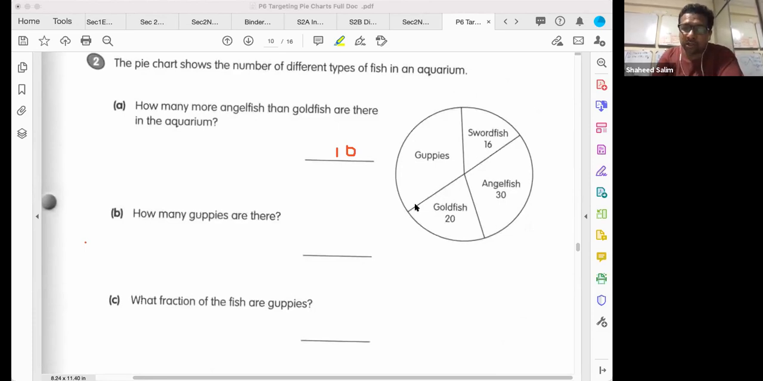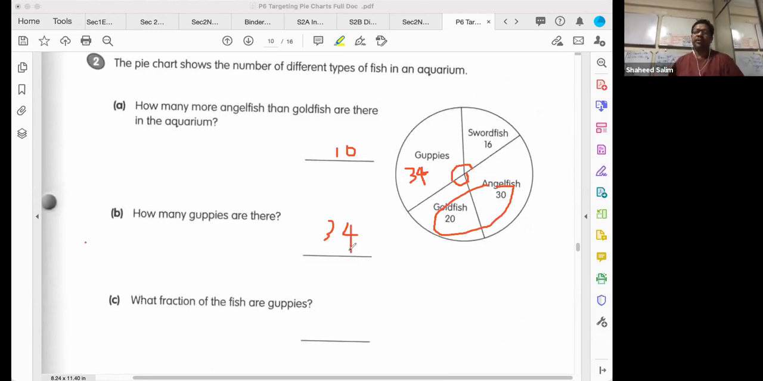This one is a straight line. It's half. 20 plus 30, 50. 50 minus 16, you get the answer. What do you get? You get 34. How do you get 34? These two now, if you do not know, these two is 50. 50 is half, half down here. So this half must be 50. 50 minus 16, 34. What fraction of the fish are guppies?